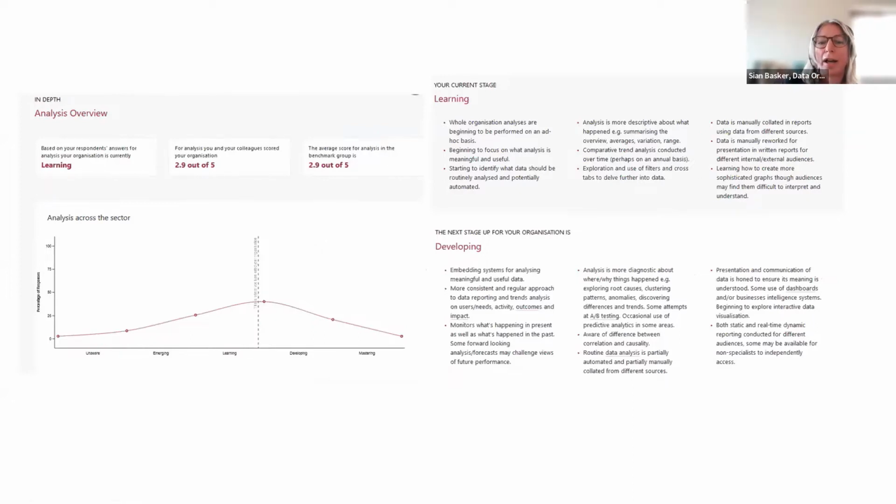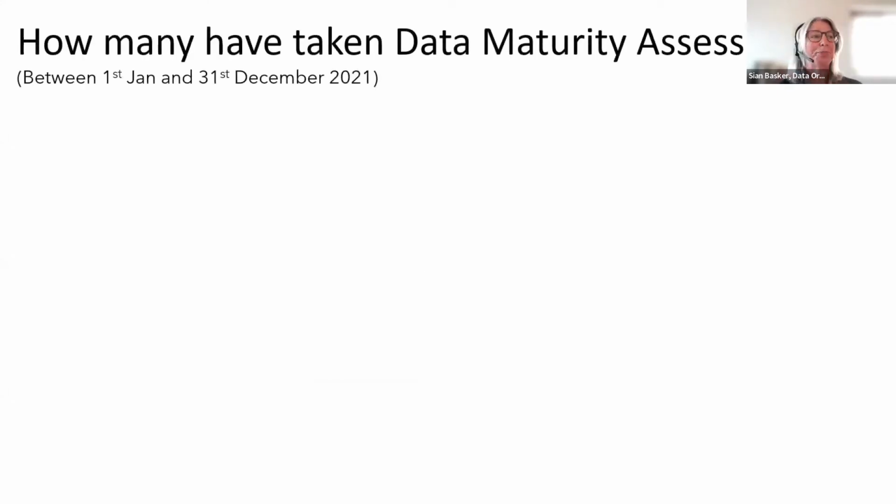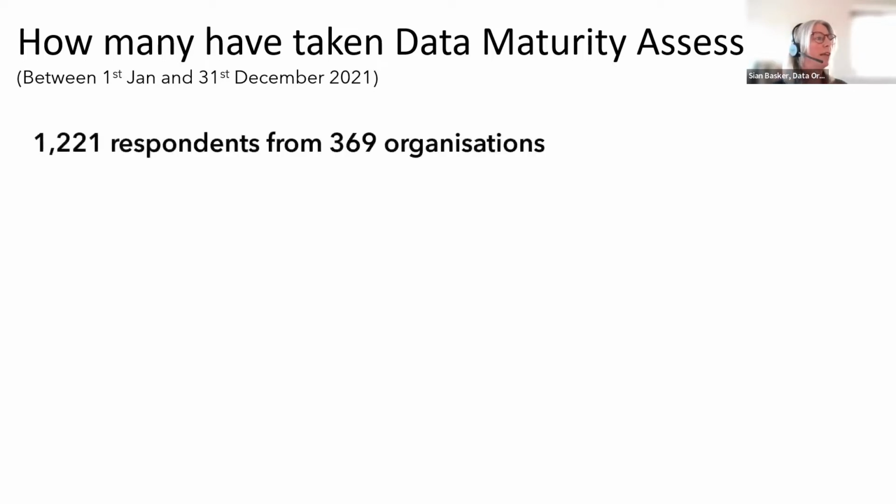So I think that's enough about the tool, because I want to talk about the data. So how many people have taken the data maturity assessment? I should say that the data we're looking at and reporting on is for last year, from any respondents that completed the assessment between the 1st of January and the 31st of December 2021. So we had over 1,000 respondents from 369 organisations.